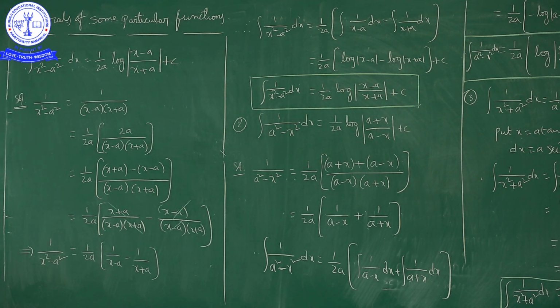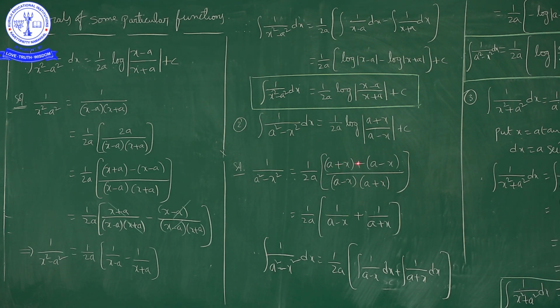Okay. Next, my next formula: integration of 1 upon a square minus x square dx is 1 by 2a log mod a plus x upon a minus x. My proof is similar to this one. Here also, 1 by a square minus x square, where a square minus x square is a minus x into a plus x.